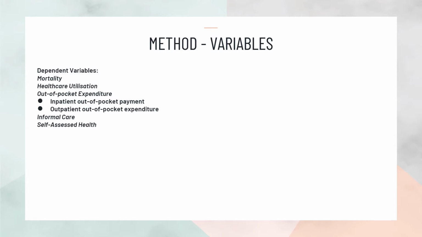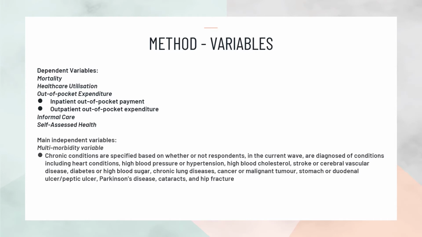Two types of out-of-pocket expenditures are considered in this study: inpatient and outpatient out-of-pocket expenditures. On the other hand, informal care is an indicator variable that takes the value of 1 if the respondent has received regular help for personal care from someone living in their household in the last 12 months, and 0 otherwise. Finally, self-assessed health status is a categorical variable that indicates respondents' self-selected health status of excellent, very good, good, fair, or poor. The main independent variable in this study is the multimorbidity variable.